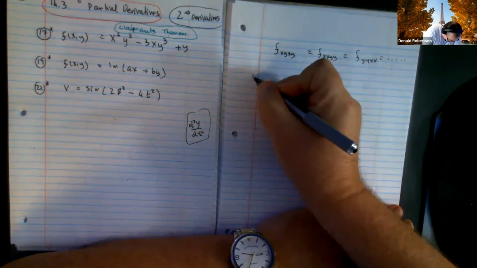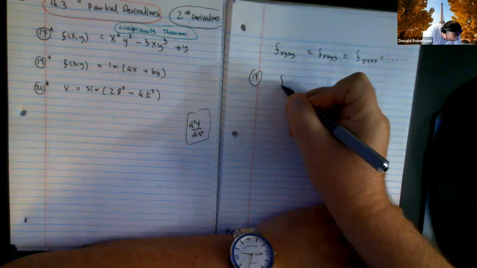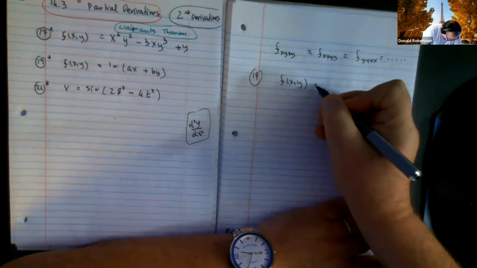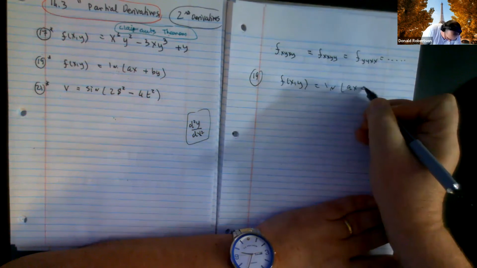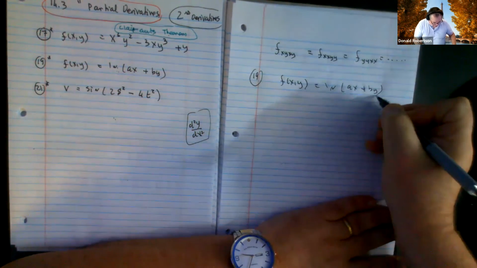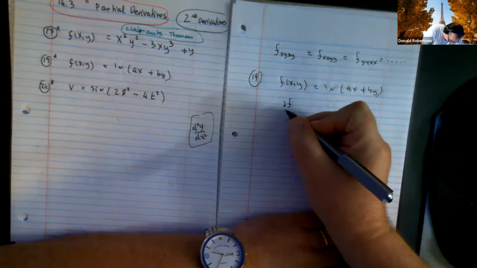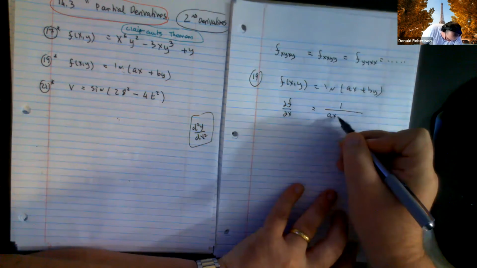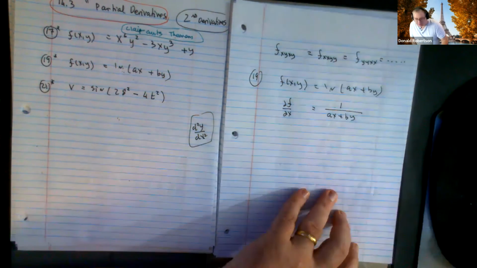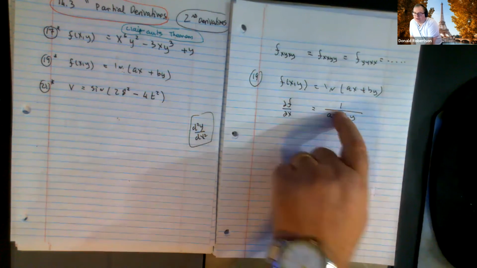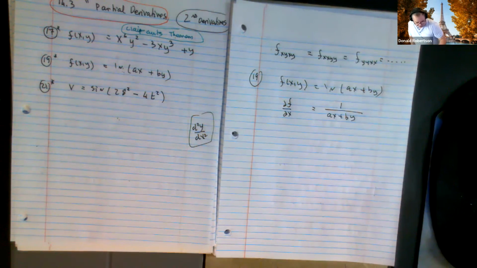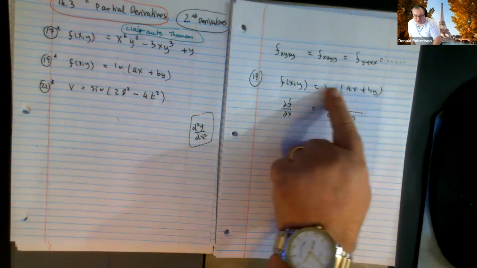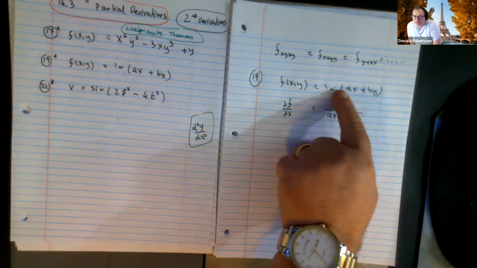Let's do a version of 19 then. And it's a natural log of ax plus by. And we'll just do some of the partial derivatives. Let's find the derivative with respect to x. Well, that's going to be 1 over ax plus by, right? Times what? Think chain rule. What do you get if you differentiate this with respect to x? Times what?